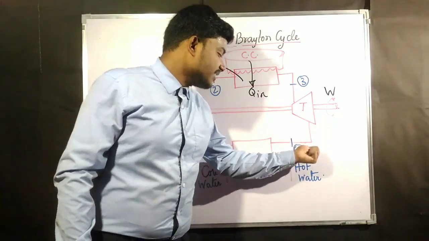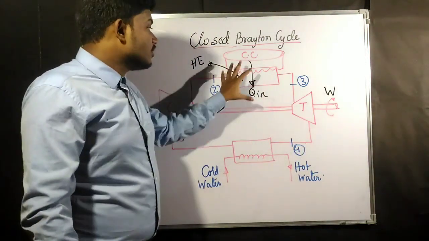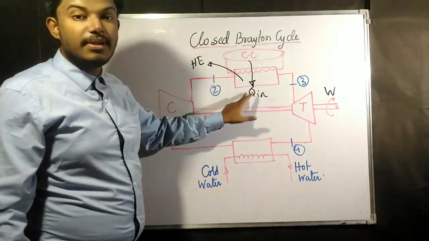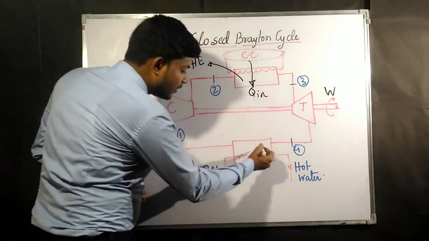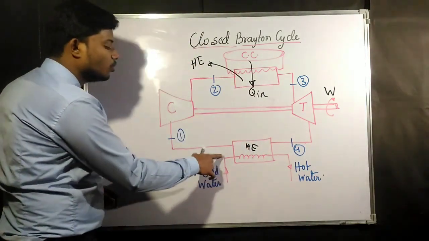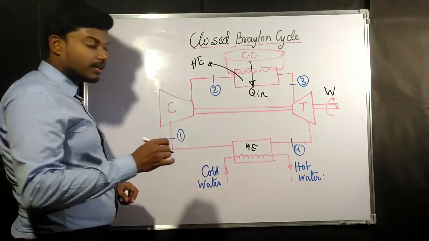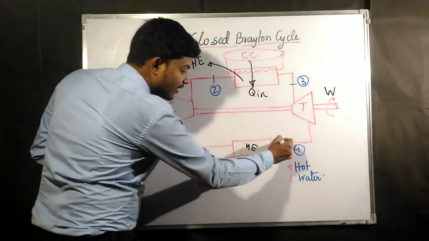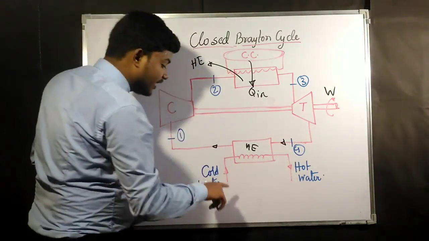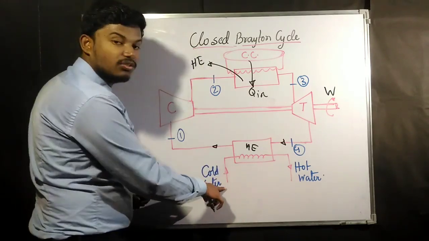So this gas is again allowed to pass through another heat exchanger. Previously we had given some heat input. Now, while passing through this heat exchanger, we are passing some cold water, and in return we get some hot water. That means the gas coming through this line is getting cold with the help of this cold water.